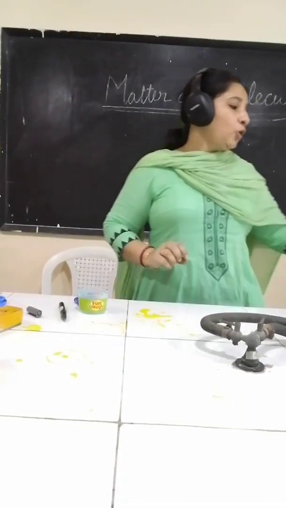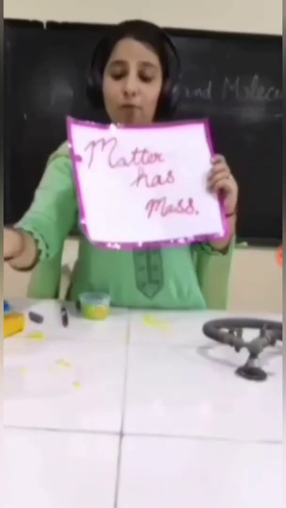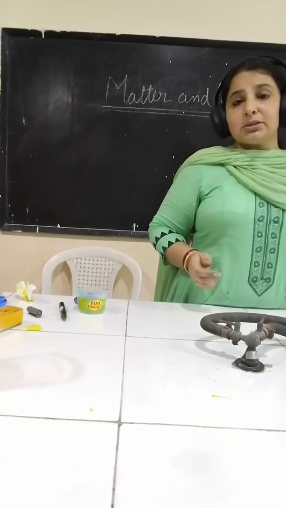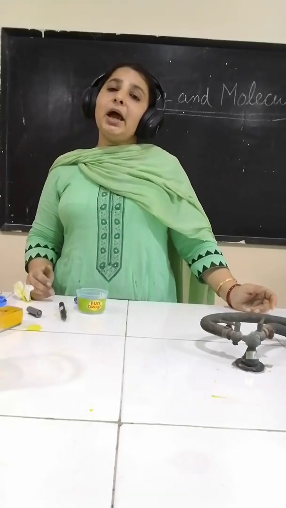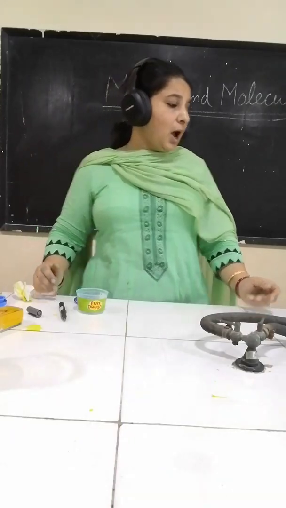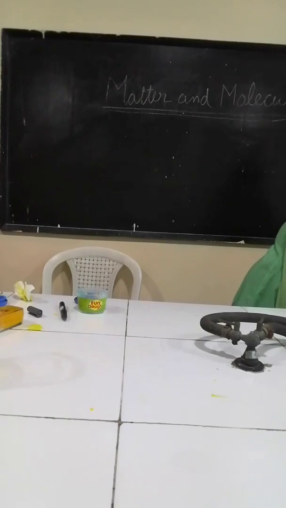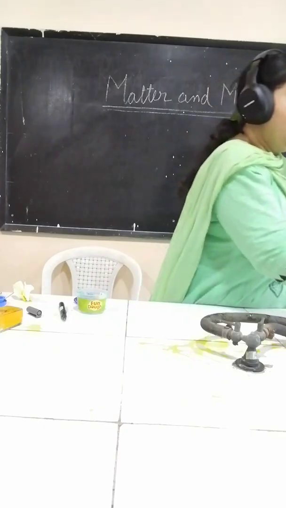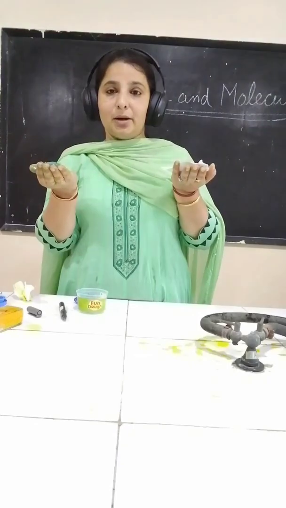Now, children, we will talk about another feature of matter, that is, matter has mass. Right? Actually, what is mass? Mass is the material or matter present in an object. For that, I will do a very small, simple activity. I will take a piece of paper in one hand and a pebble in my other hand, right?